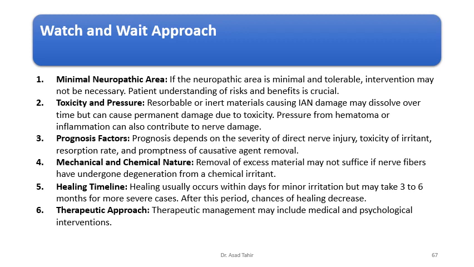Toxicity and pressure. Resorbable or inert materials causing IAN damage may dissolve over time, but cause permanent damage due to toxicity. Pressure from hematoma or inflammation can also contribute to nerve damage. Prognosis factors: prognosis depends on the severity of direct nerve injury, toxicity of irritant, resorption rate, and promptness of causative agent removal.